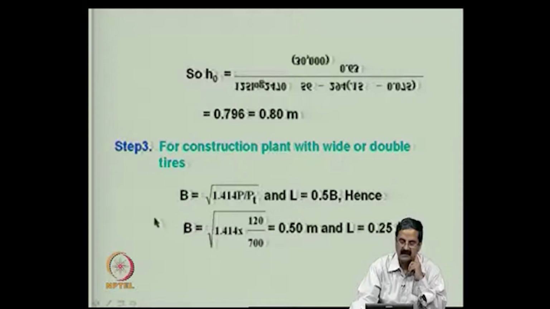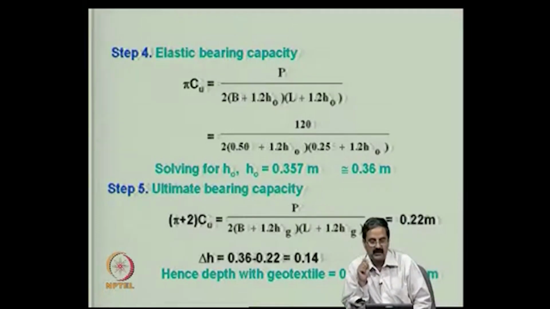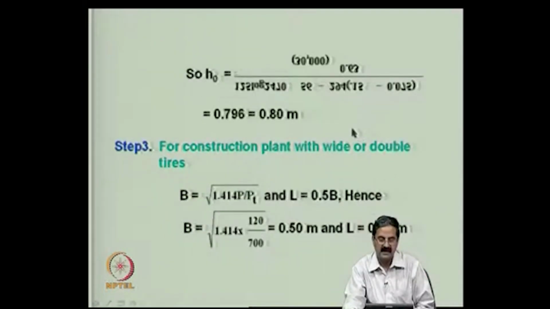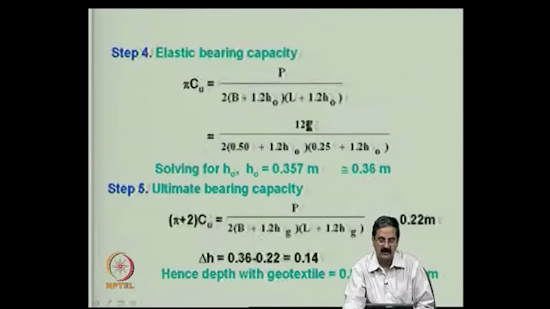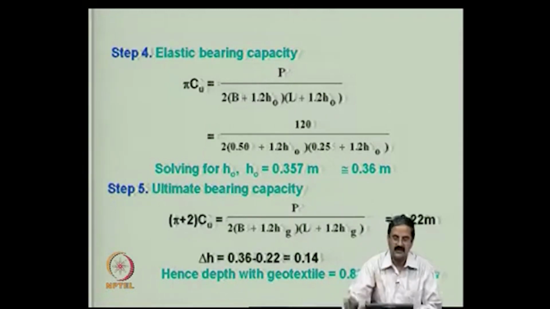For the construction plant with wider double tires, suppose I am using a construction plant, these are the equations that I just mentioned, and so you know the thickness of the road now. In the previous class we have seen that using all those equations you get 0.8 thickness. Okay. Now, I should get what the thickness should be if I use geosynthetic. That is the question.